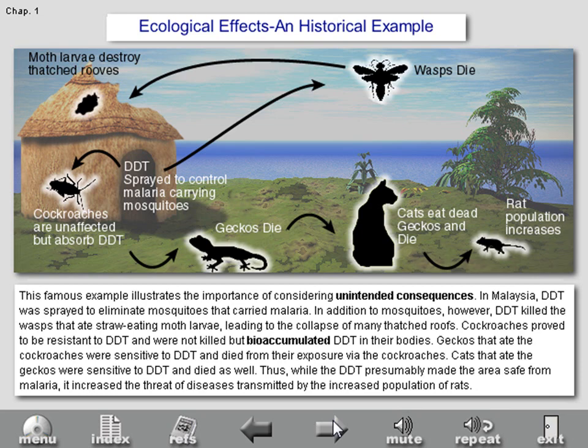The issues involved in assessing ecological risk are also very complex, as is illustrated by this example involving unexpected consequences of pesticide use in Malaysia. The figure shows a web of impacts created by the use of insecticides.